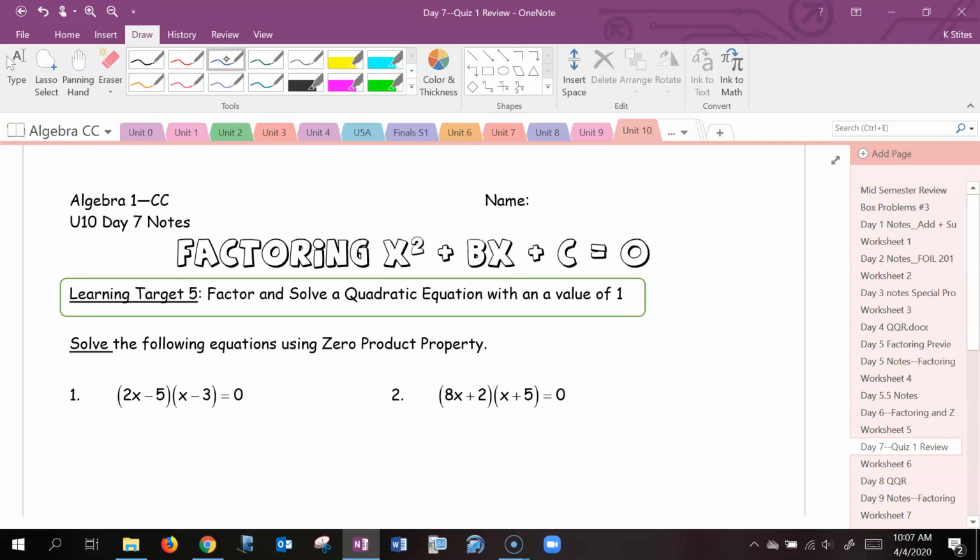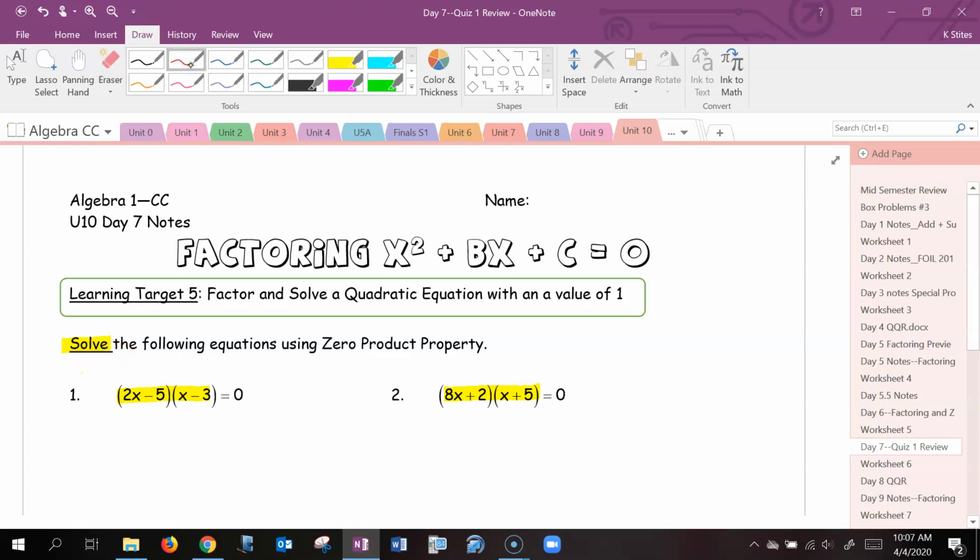So let's begin by going over zero product property. This is something new that we introduced this week. Zero product property is used to solve equations that are in factored form. So again, factored form looks like FOIL. One thing that people want to do frequently is they're so used to foiling that they want to go ahead and do this. You don't want to do that though, because it doesn't say to multiply.